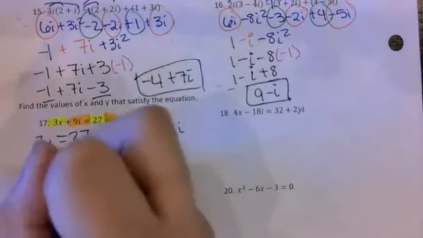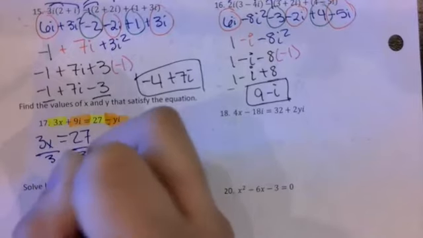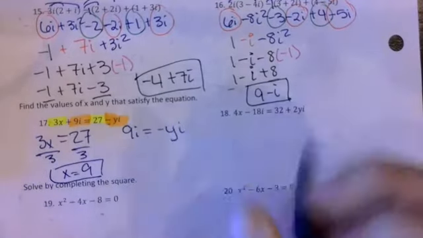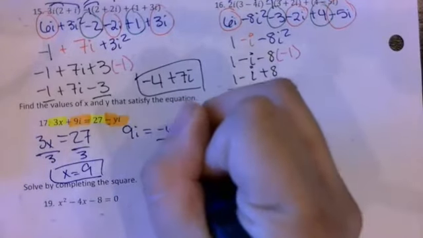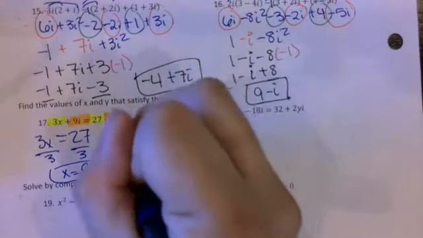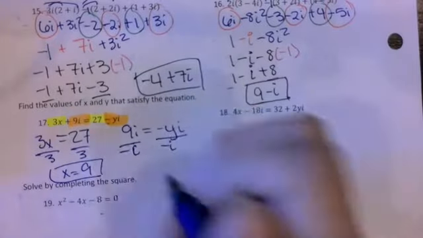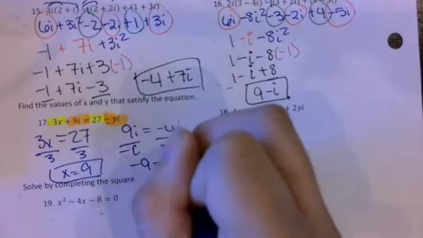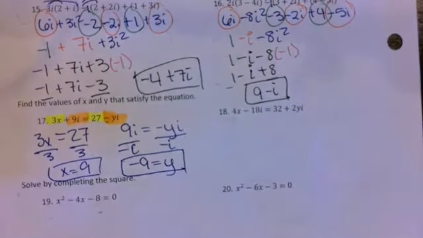Okay, to solve for x, I divide by 3. I have x equals 9. To solve for y, I want to divide by negative i, because I have to make sure this y is positive. So the 9 gets divided by negative i. That turns into negative 9 equals y.